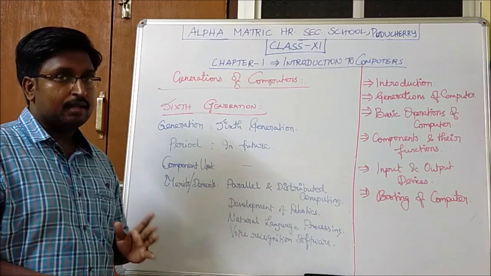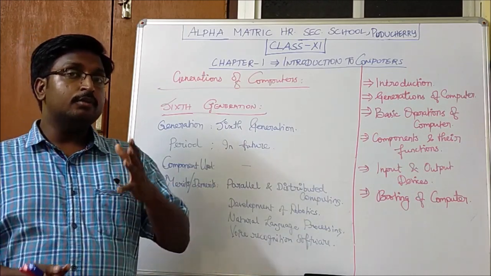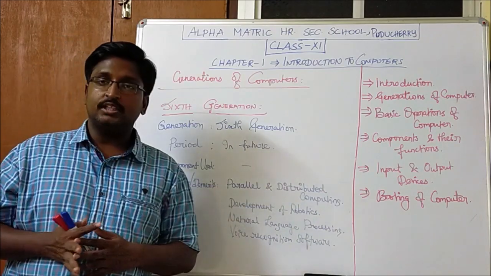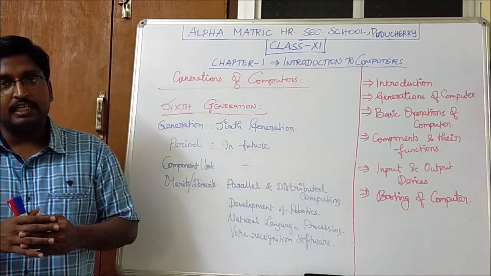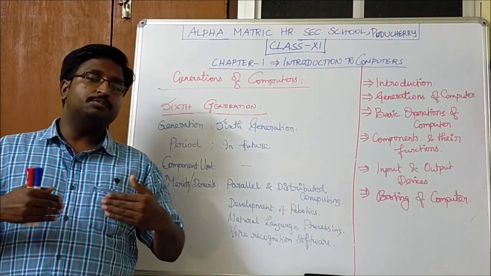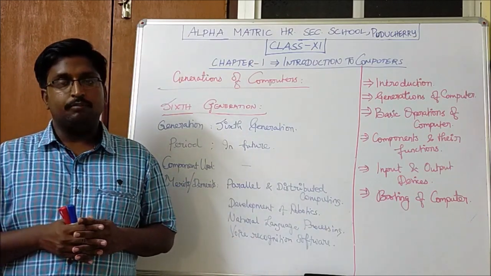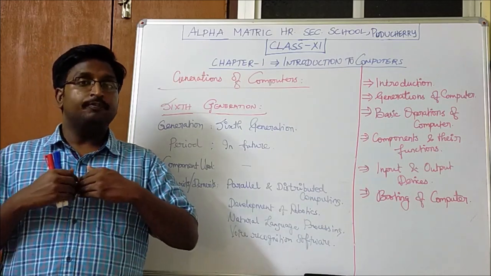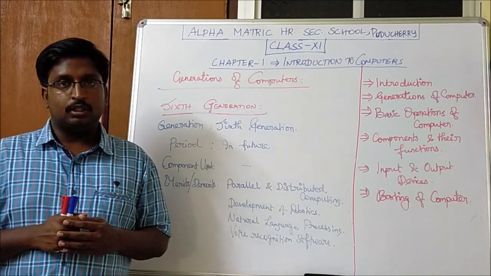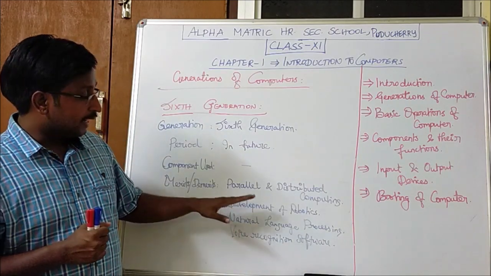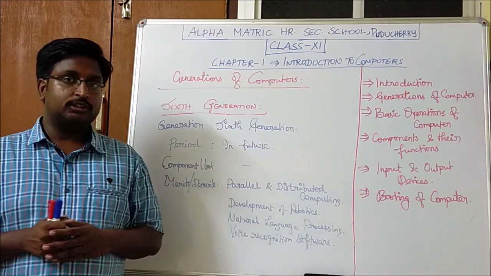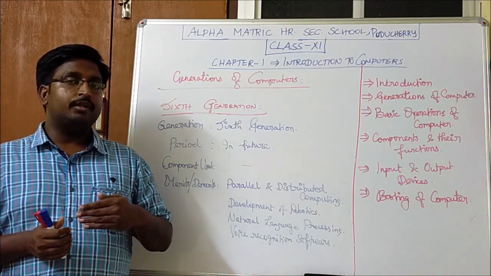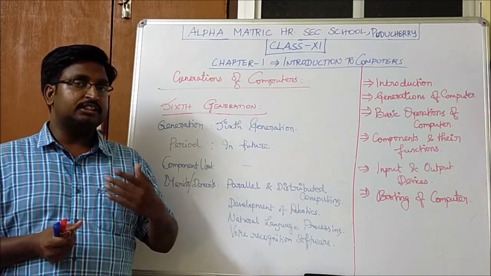We have already seen the parallel. Simultaneously it can process more information, and distributed computing is nothing but it can distribute to the various number of users based on the availability of the process. It can distribute the process to the various processors. Okay, and next one is the development of robotics. So already we have stepped into the development of robotics, and we have succeeded.